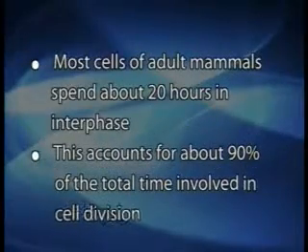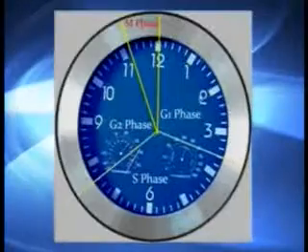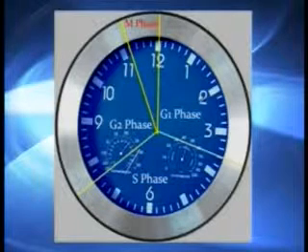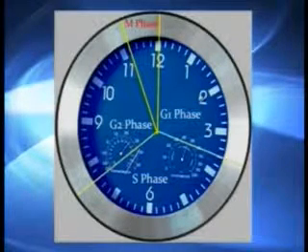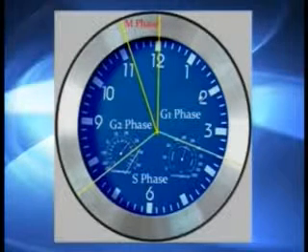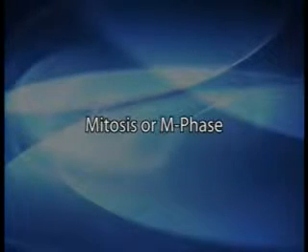Most cells of the adult mammals spend about 20 hours in interphase, and this accounts for about 90% of the total time involved in cell division. However, generally, if we assume the cell cycle of a particular cell to be 24 hours, more than 23 hours of it will be consumed in interphase, and less than 1 hour will be spent in mitosis or M phase. Now we come to the actual phase of division called mitosis or M phase.